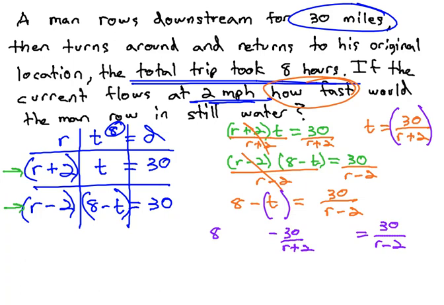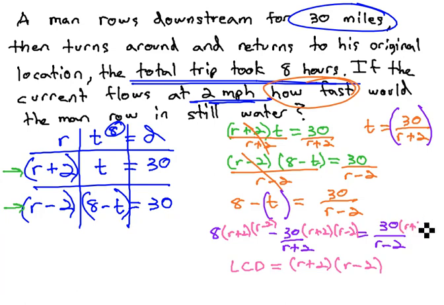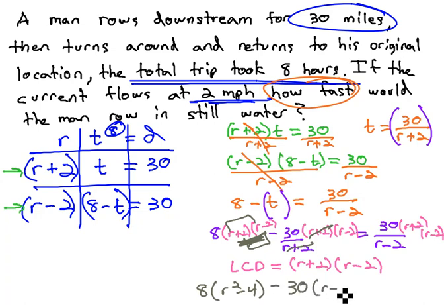And we now have an equation we can solve by identifying the least common denominator of R plus 2, R minus 2. And so we'll multiply by R plus 2, R minus 2 on every term. And when we reduce, there's not much reducing from the first term, so we have 8 times. Let's go ahead and multiply out R plus 2 times R minus 2. That's a sum and a difference, so we have R squared minus 4. Using our shortcut. The R plus 2's divide out, we get minus 30 times R minus 2 equals, the R minus 2's divide out, 30 times R plus 2.